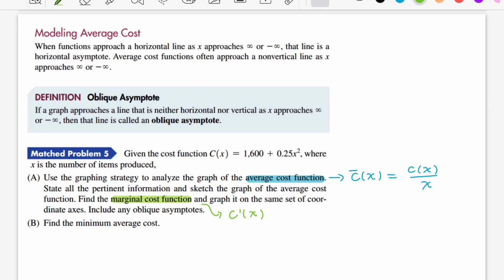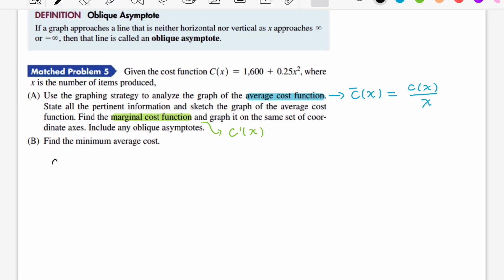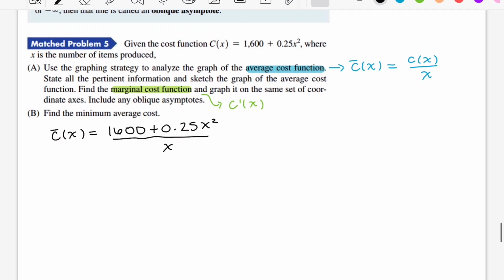All right, so we'll just do the same thing that we did in the last several examples. So we're going to want to graph the average cost function, which is given by this here. Okay, so the first thing we're going to want to do to use our graphing strategy is analyze this guy here. So we're going to find the domain, the intercepts, and the asymptotes.